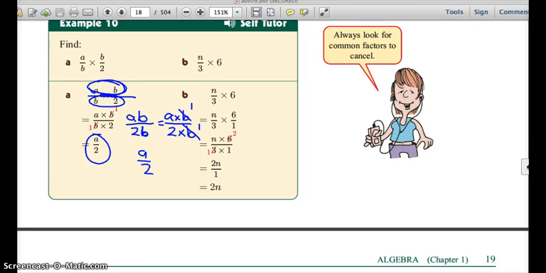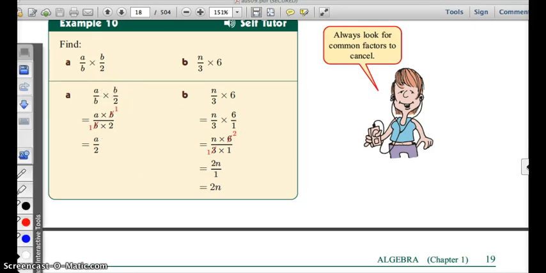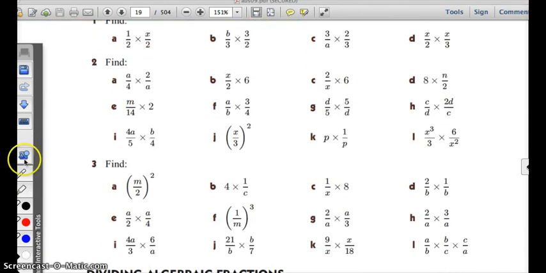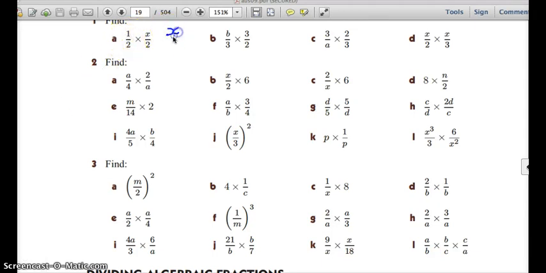If we were to go to some of our questions below, again I would suggest that you look at them as 1 times x, which is, we should know now it's x on its own. And the bottom line, what's the bottom line there, Jeremy?